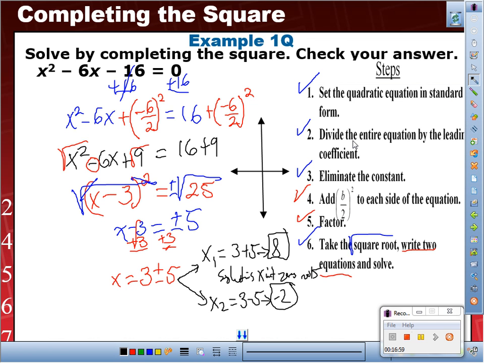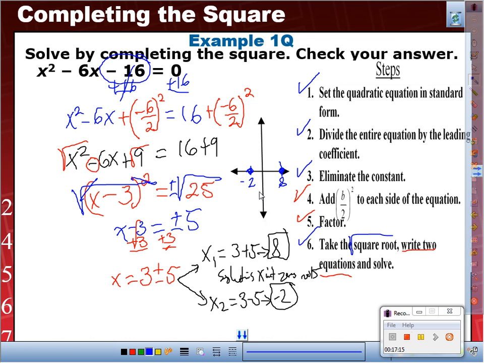Well, yeah, because this one we end up with whole numbers. Here we go. So this is 8, negative 2. And what is my y-intercept? Negative 16. And there's my parabola. Boom.